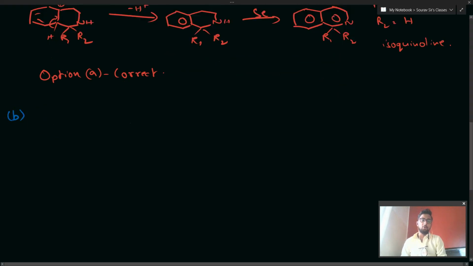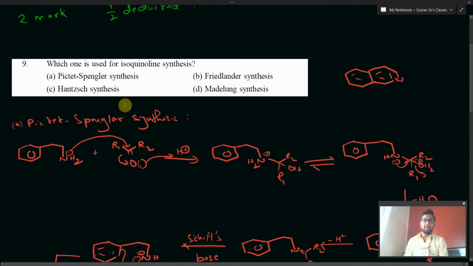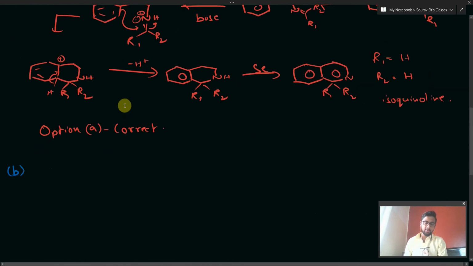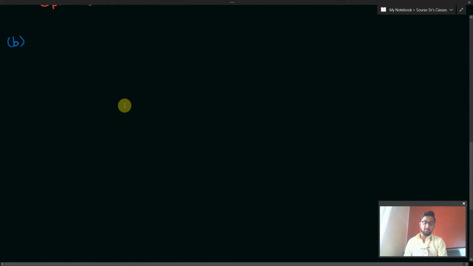Now option B. Option B is basically the Friedländer synthesis. This is kind of a quinoline synthesis, and it happens in situ of the compound. Let us say we have an R attached to it at any of the positions, we don't know. We have NH2 over here, and we have a C double bond O over here. We have R4, R3, R2, and we have R1.